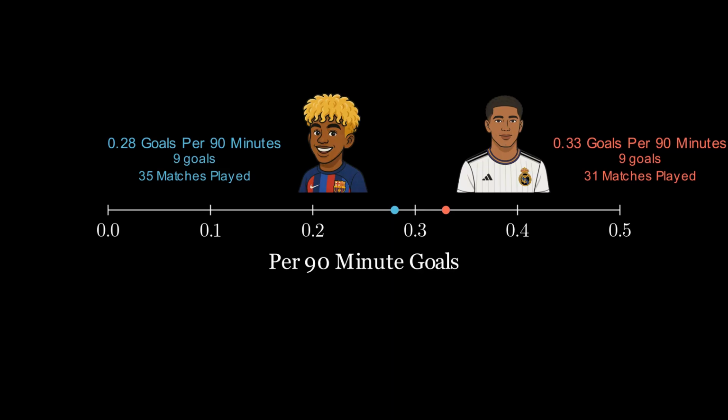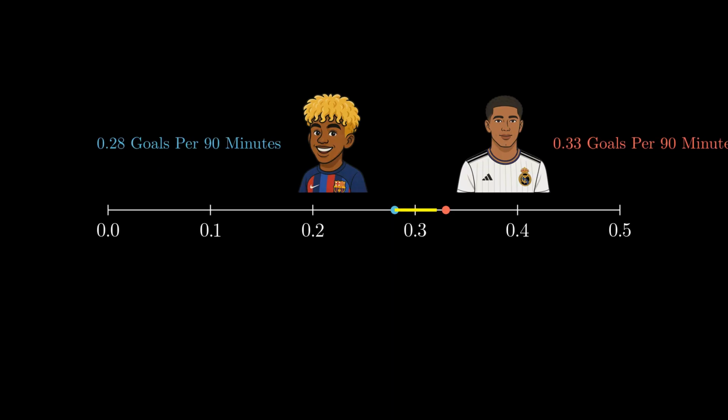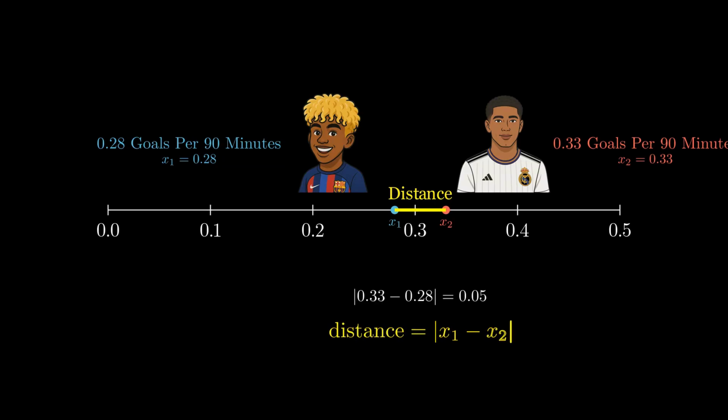So, how do we see how similar these players are in terms of this metric? Well, the per 90-minute goal values between the players become more similar when the distance between their values becomes smaller. This distance can be found by subtracting the two values and then taking the absolute value to ensure that the result is not negative, as distances should be. In general, for any player combination, the formula for finding the distance will be to subtract the two per 90-minute goal values, which we will call x1 and x2, from each other, and then take the absolute value.